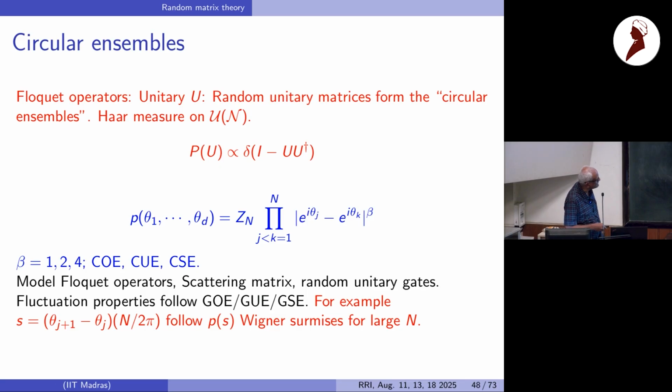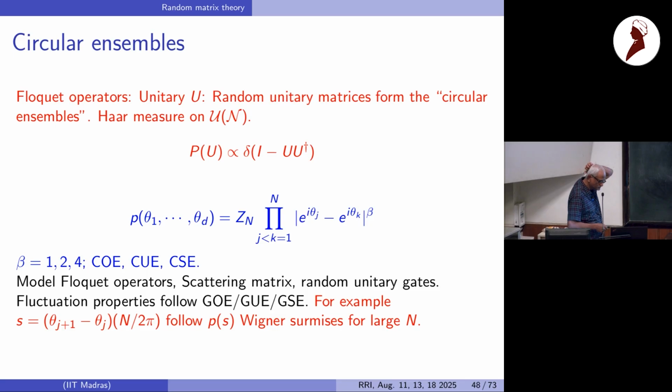It looks like just the van der Monde determinant, the product of lambda j minus lambda k. The lambdas are now on the circle, e to the i theta j, to the power of beta. This beta is a convenient way I could have also written for the Gaussian ensembles. If beta is 1, it is time reversal symmetric. If beta is 2, it is time reversal breaking, or CUE. And if it is 4, it is the symplectic ensemble.